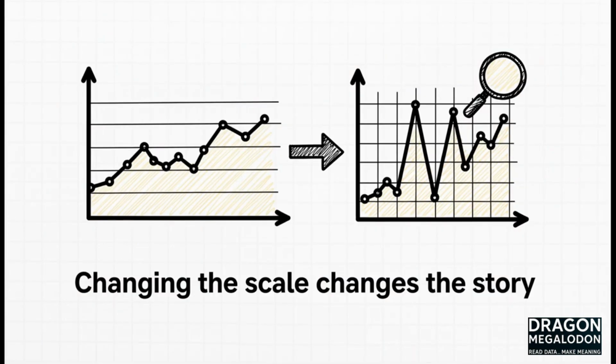So here's the crucial takeaway. You have to, and I mean you have to, always check the axes. The scale of a graph isn't just a boring technical detail, it is the narrator of the story. By changing the scale, you can change the entire plot without ever touching the actual data.